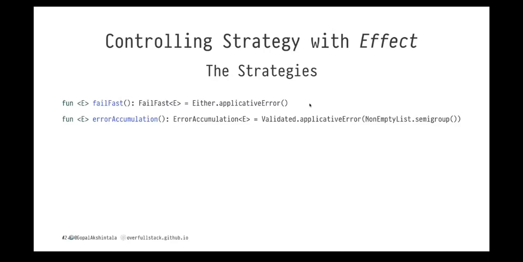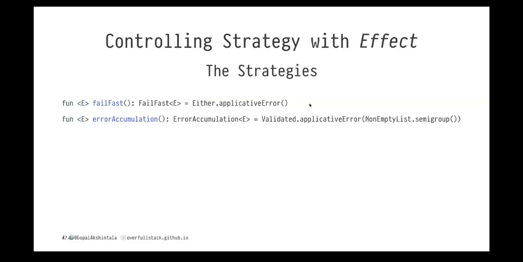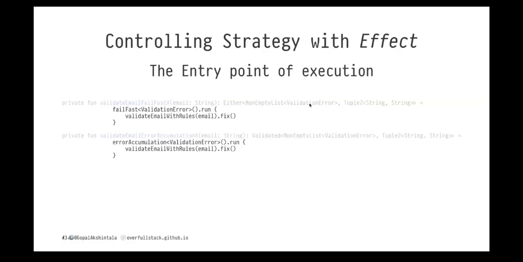So in these two, we are concerned about the product function that we have seen before. How the product is done, we have seen with the matrix. So the product function makes the difference between these two. And then, just like how I have supplied this concrete instance to collections.sort of the Java, where Java actually makes use of this, I'm similarly supplying this concrete instance to our validate email with rules function, but in a different way. I'm using an extension function, but that's not important.